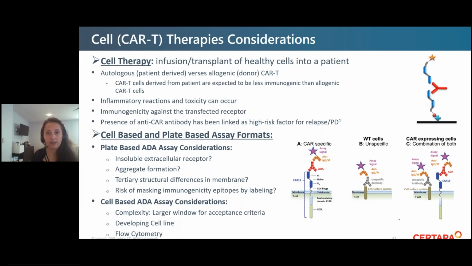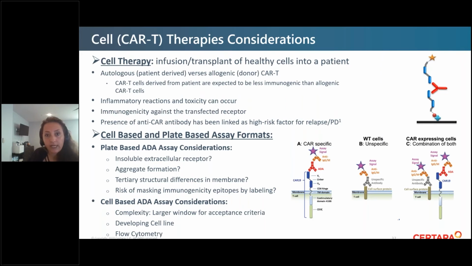With CAR T therapies, ADA has been linked to a decrease in efficacy in the past. Autologous CAR Ts are going to be patient-derived, and they're going to be less immunogenic than, say, allogeneic donor-derived CAR Ts. The risks are inflammatory reactions and tox, and you usually see the immunogenicity against the transfected receptor, and it has been linked, as I mentioned, as a high risk factor for not having efficacy in the patients.